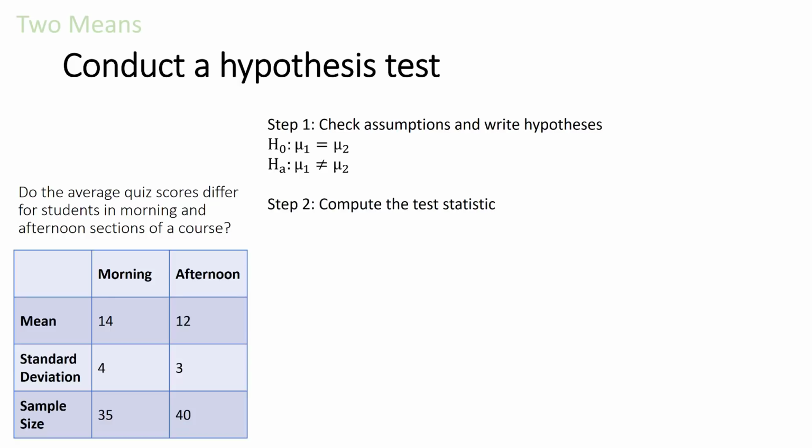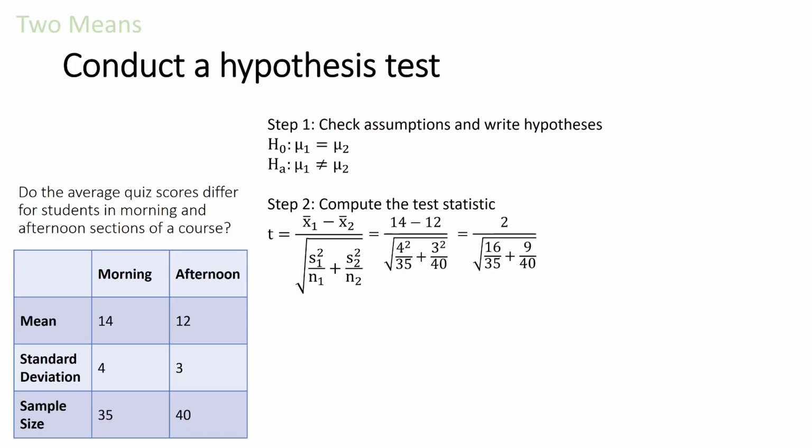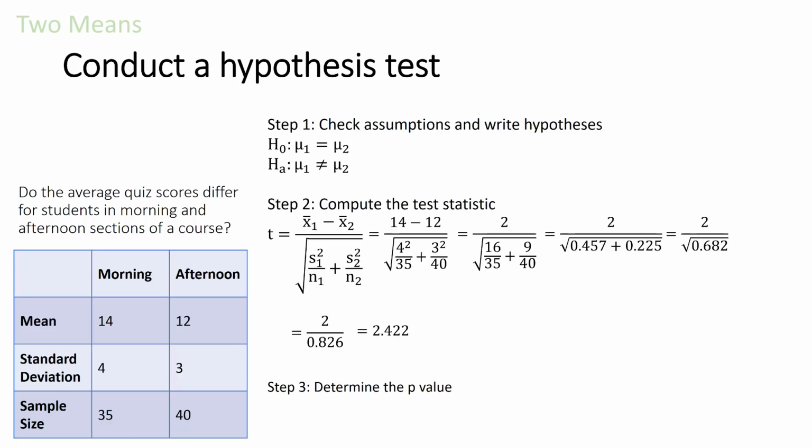Step 2, compute the test statistic. Here's our formula. We have all of the values that we need in our summary table. We plug these values into the formula, and we get a test statistic of t equals 2.422.